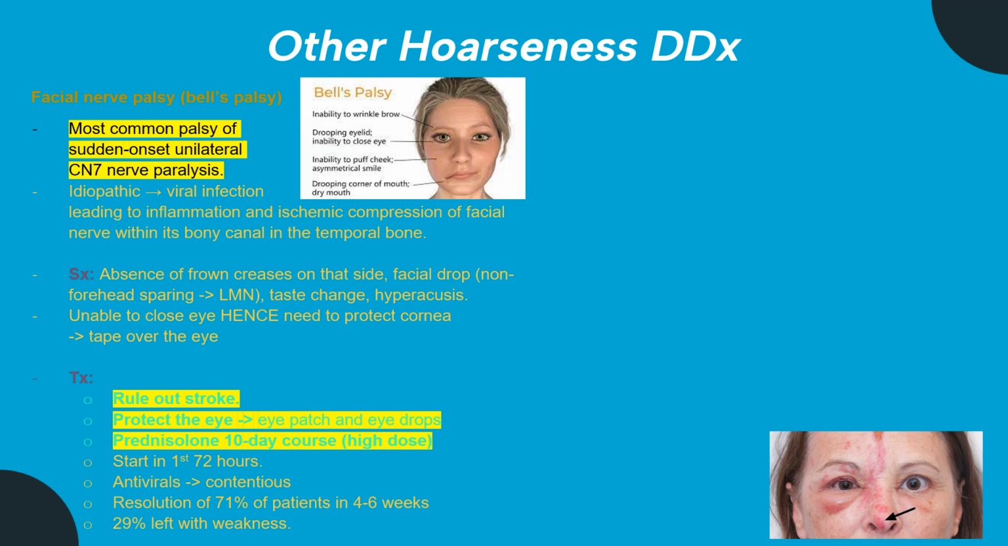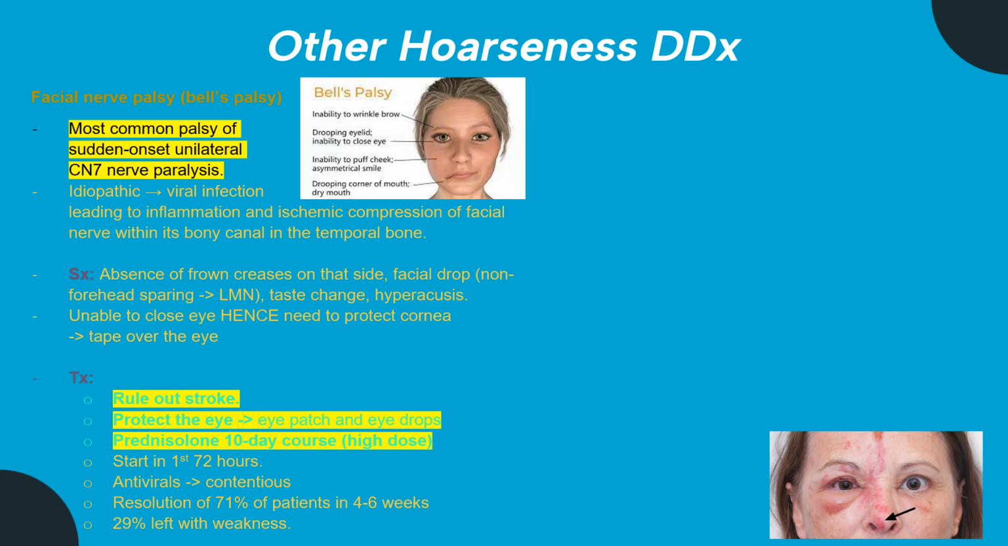So in terms of other differentials of hoarseness, there's Bell's palsy. I'm not going to belabor Bell's palsy because I'm sure you'll have a decent understanding, but it's a cranial 7 paralysis that's generally idiopathic post-viral infection. So you have an absence of the frown creases unilaterally due to the facial drop, which is non-forehead sparing because it's a lower motor neuron that's affected. Also, you get a change in your taste, hyperacusis, and an inability to close your eye.